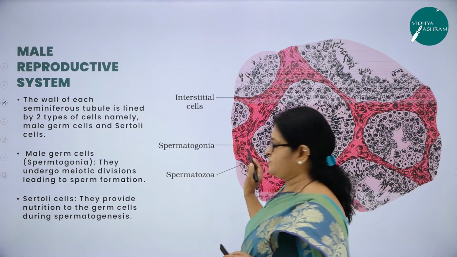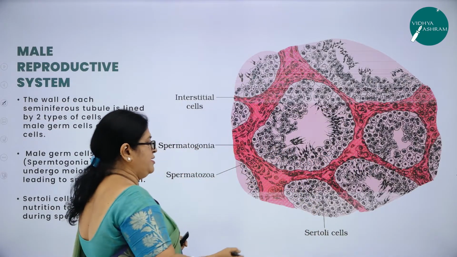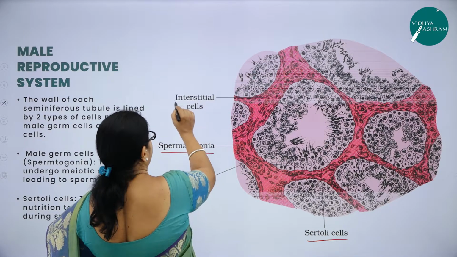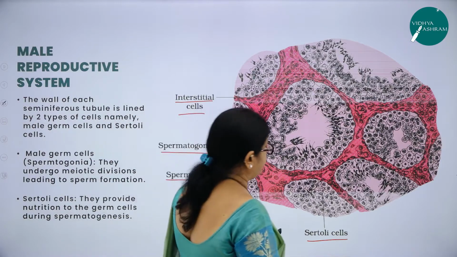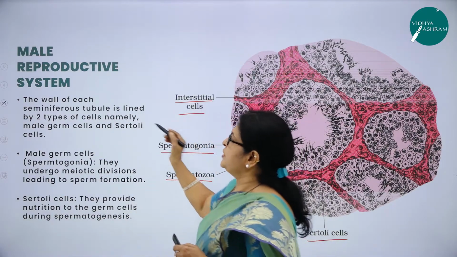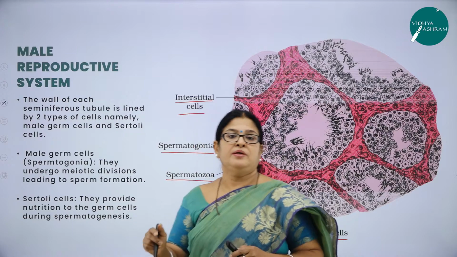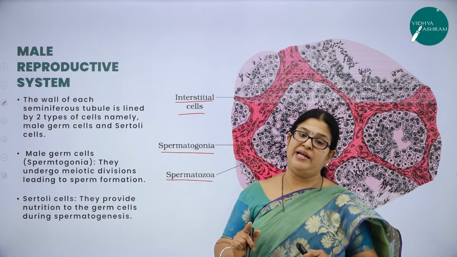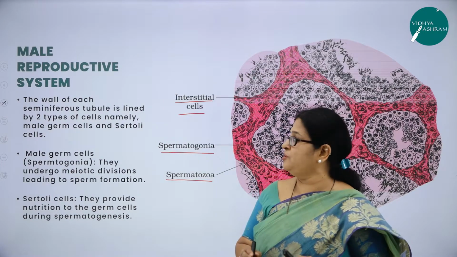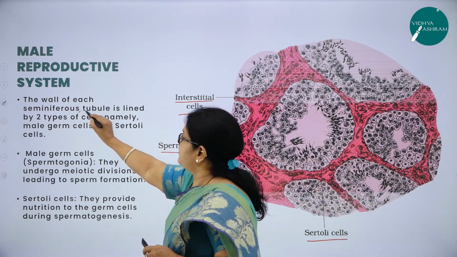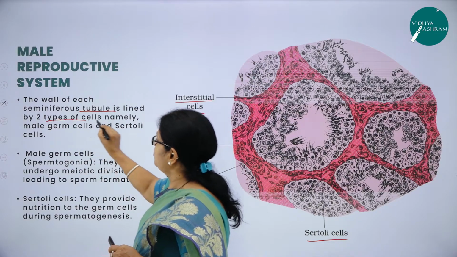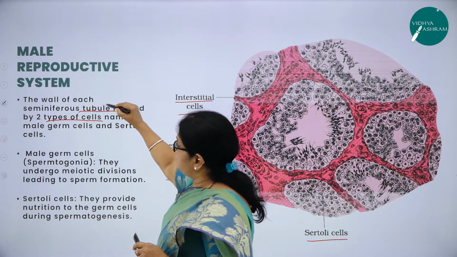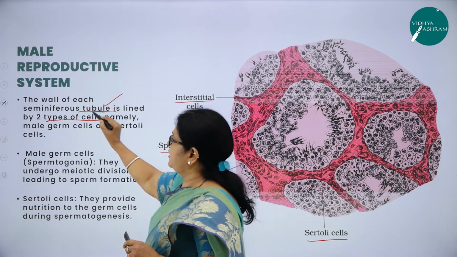Now, this is the structure of a seminiferous tubule. Here you can see the Sertoli cells, spermatozoa, spermatogonia, interstitial cells, right? Now let us see one by one. As I said, each testicular lobule is lined by 1 to 3 highly coiled structures called seminiferous tubule, and the wall of each seminiferous tubule is lined by 2 types of cells. I repeat, the wall of each seminiferous tubule is lined by 2 types of cells.